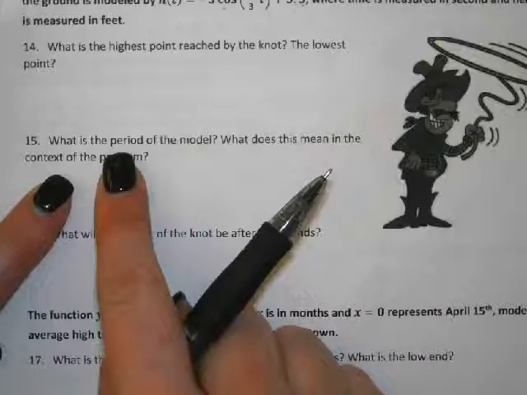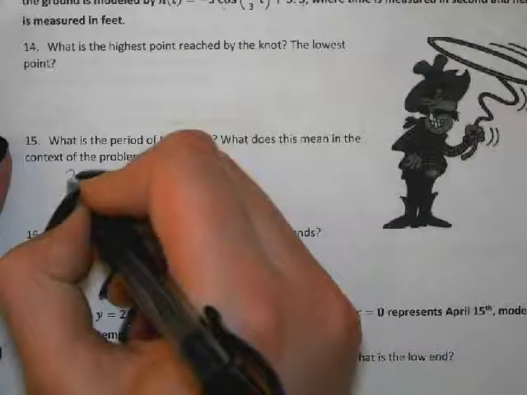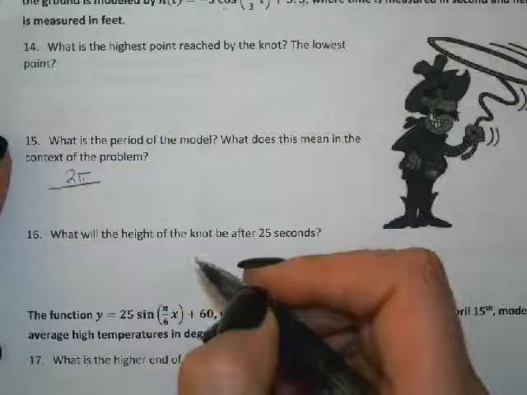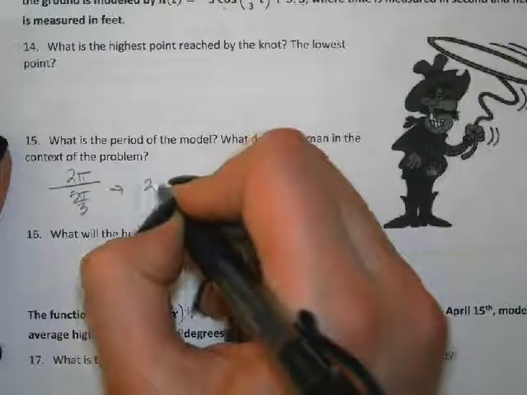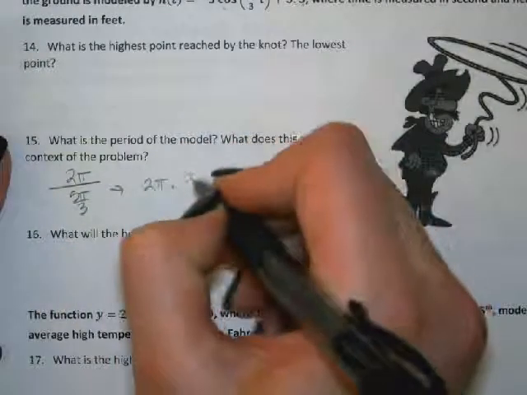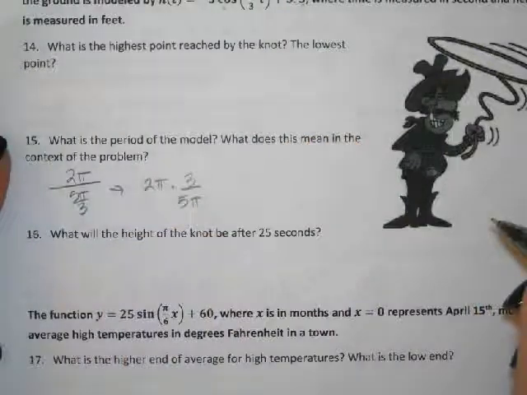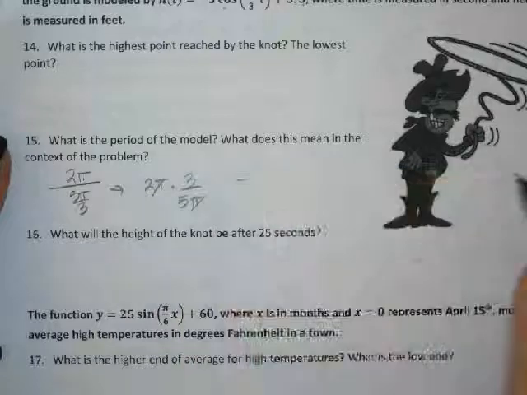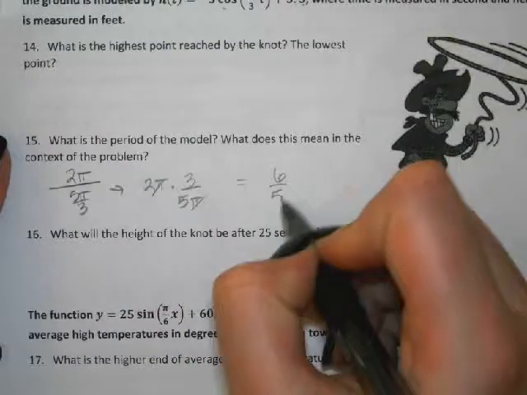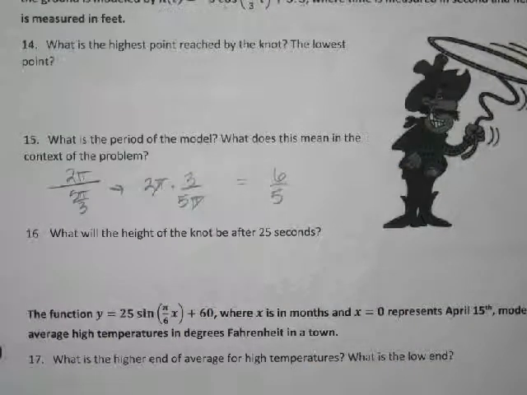What is the period? How do we find it? So 2 pi divided by 5 pi thirds. Are we all doing the problem right now? Yeah? So this would be 6 over 5. So 1.2 is the decimal. Now, what does that 1.2 represent in the problem?